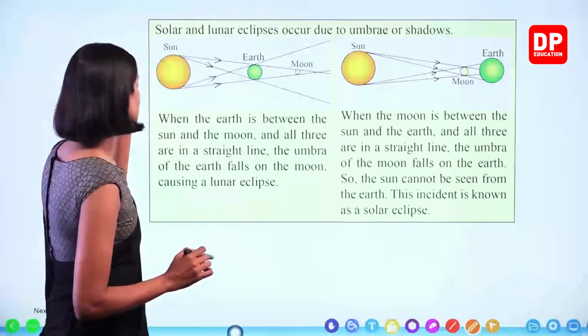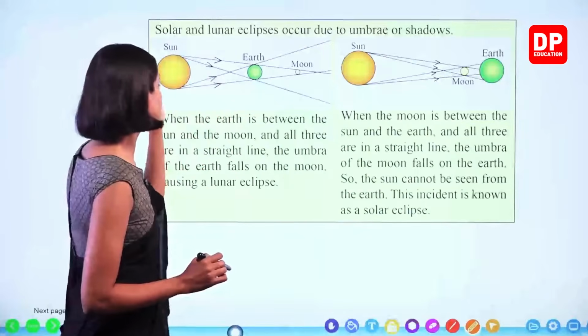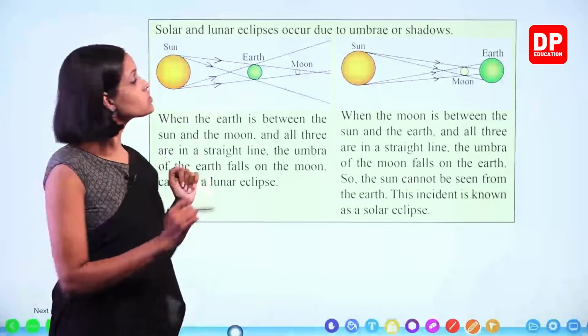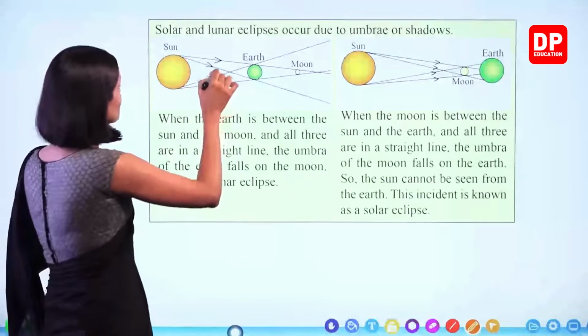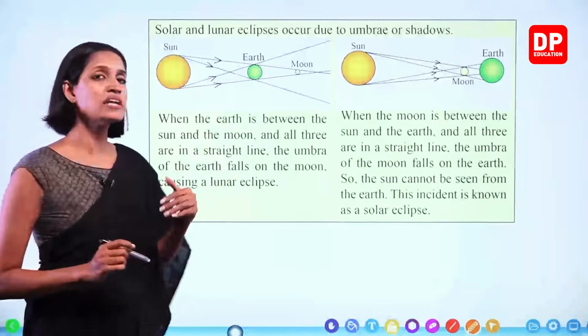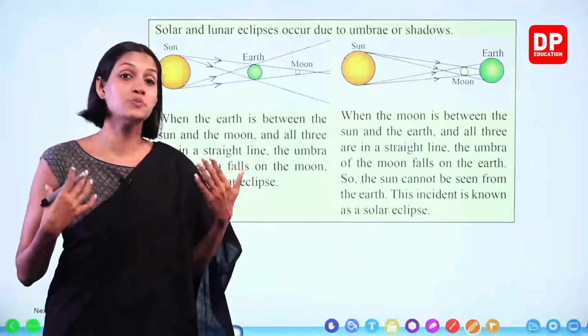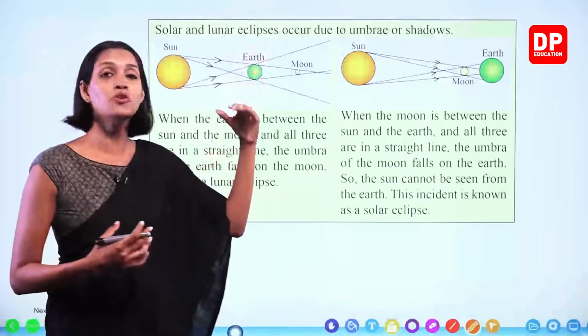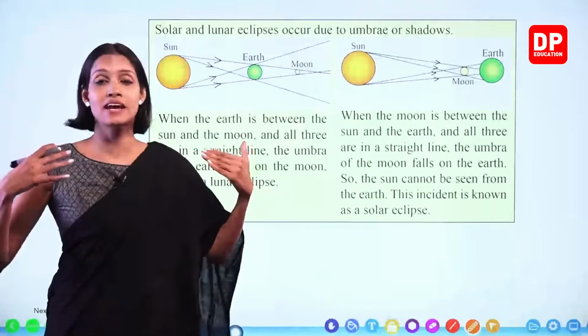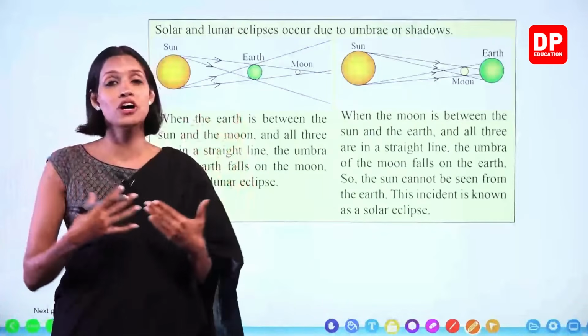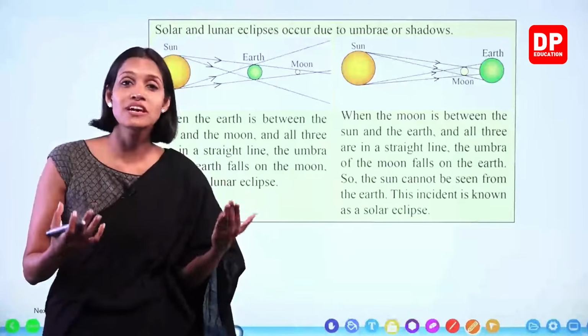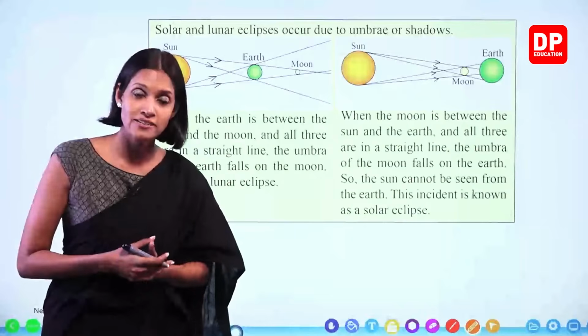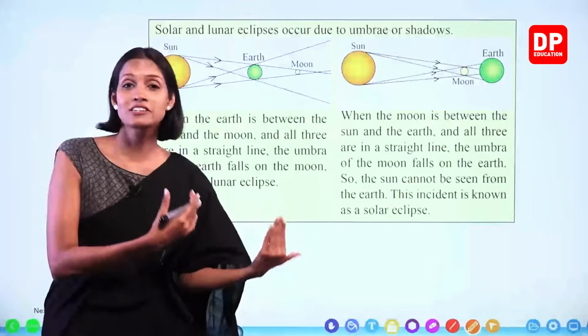the umbra of the earth falls on the moon, causing a lunar eclipse. So here what happens is, you all can see the moon. The moon shines bright because of the sunlight that falls on the moon, and the moon reflects the sunlight. That reflected light comes to our eyes, and that's why we can see the moon shining bright. We learned this part in grade 6.